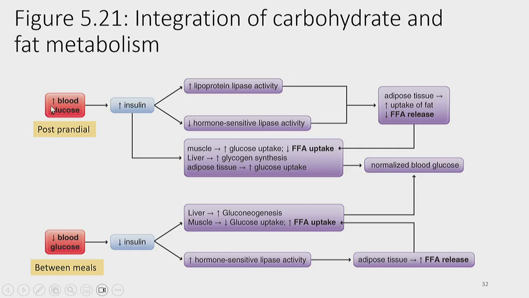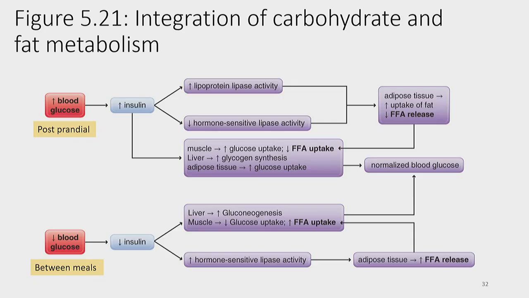First thing that happens, the blood glucose will rise. In response to that, insulin will be secreted, with the goal to normalize the blood glucose to a normal level. To do that, insulin, as I mentioned, suppresses the hormone-sensitive lipase, which means we do not want to release energy from what we store in adipose tissue, so it suppresses the free fatty acid release, or the fat release. At the same time, it increases the lipoprotein lipase.